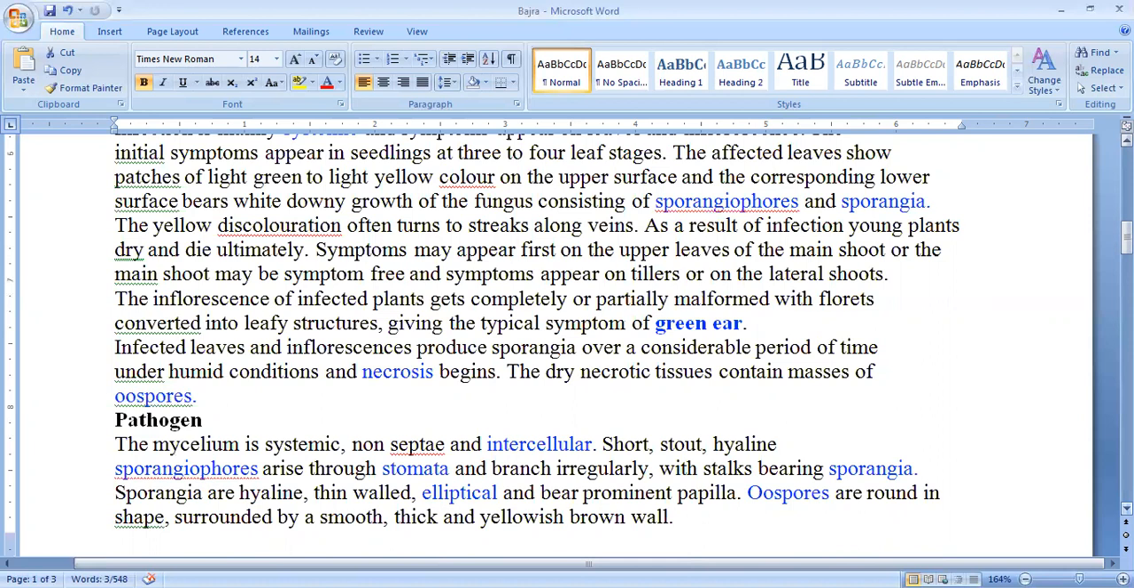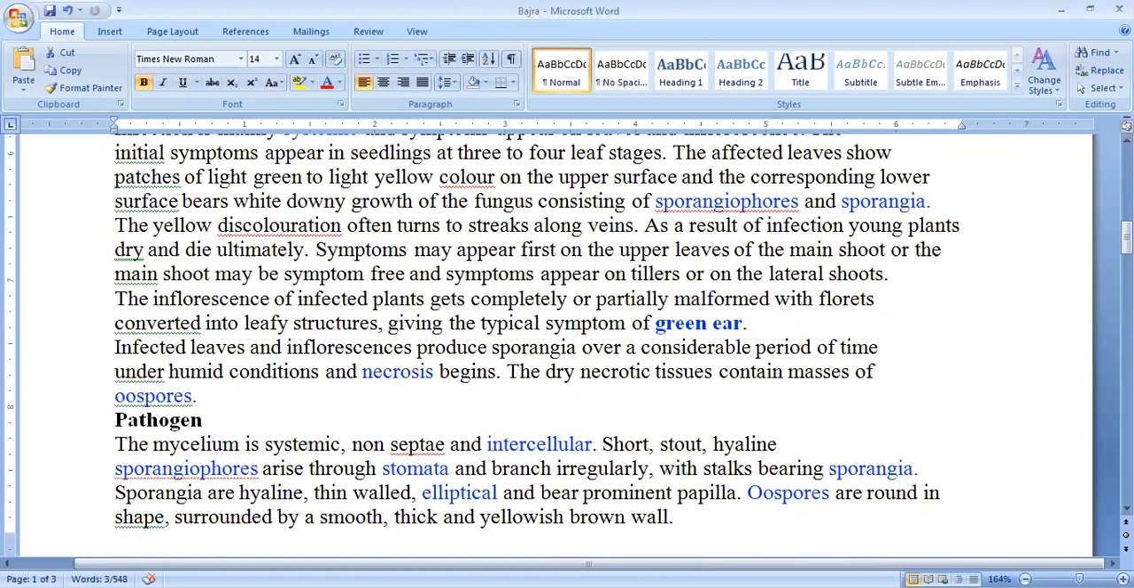So infected leaves and inflorescence produce sporangia for a considerable period of time and the necrosis begins. These necrotic tissues, what do they contain? They contain oospores. So the leaves have oospores now.